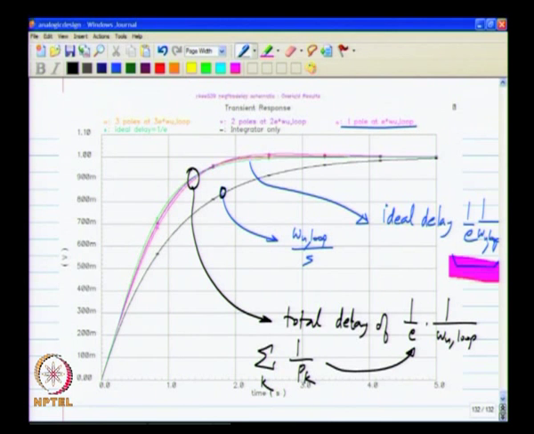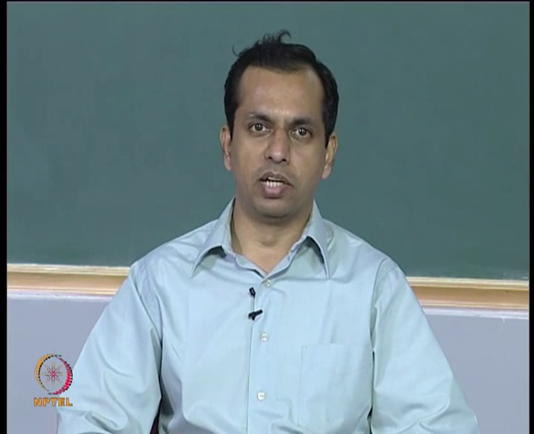This again should tell you that if you have a delay of 1 by E times 1 by omega u loop, regardless of the order of the system, you will get a reasonably well behaved step response.